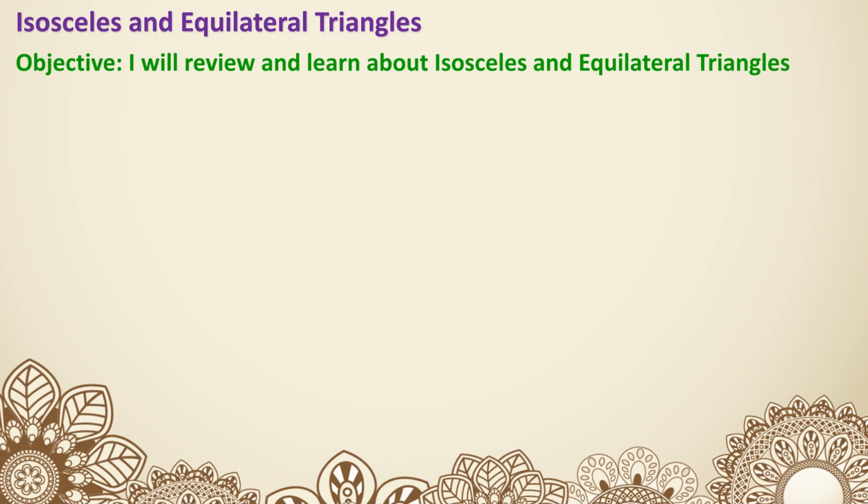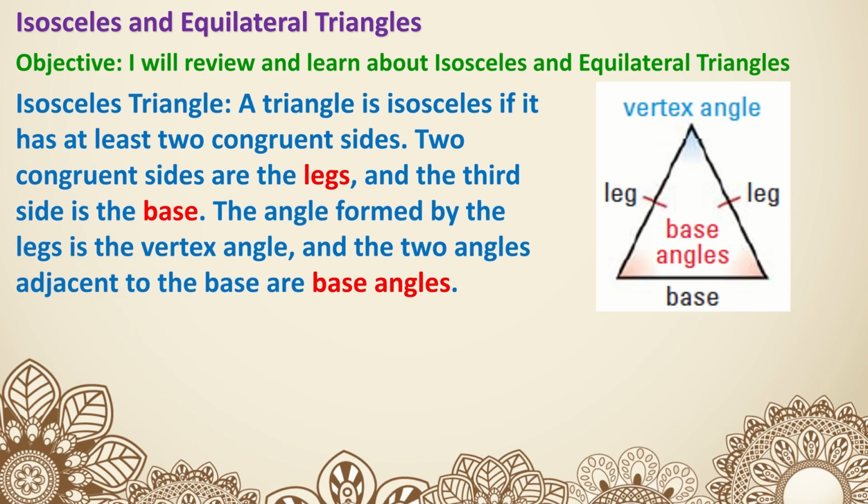In this lesson, we're going to continue to learn more about triangles. More specifically, we are going to review and learn more about isosceles triangles and equilateral triangles. First, the definition. A triangle is isosceles if it has at least two congruent sides. It says "at least" because you can actually have three congruent sides. That is just a special case of an isosceles triangle, which is an equilateral triangle.